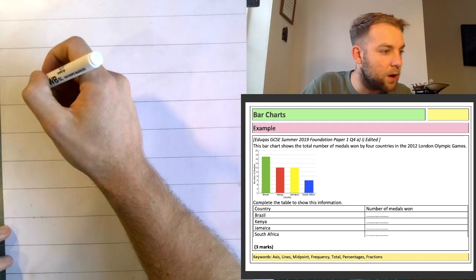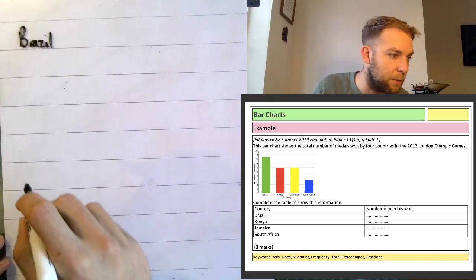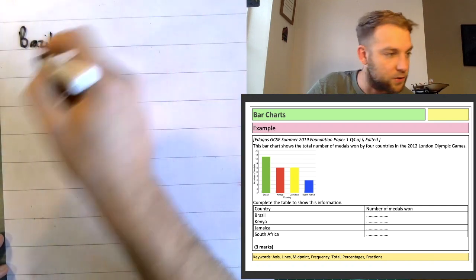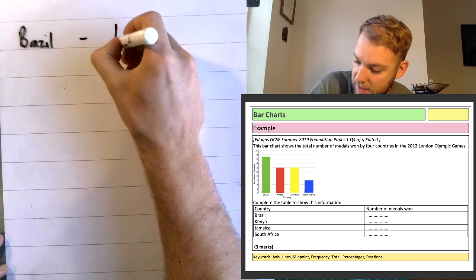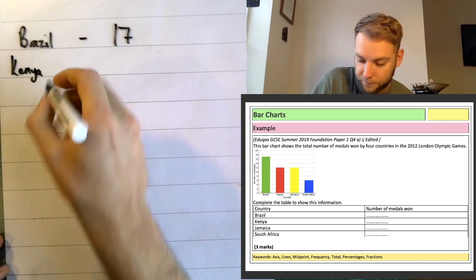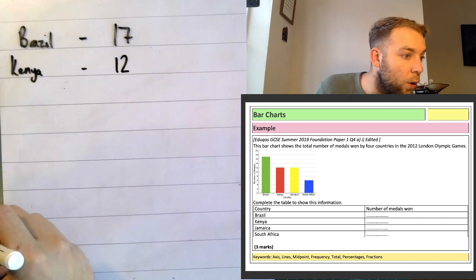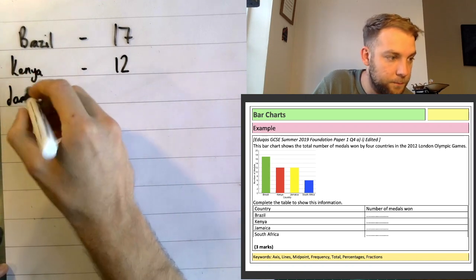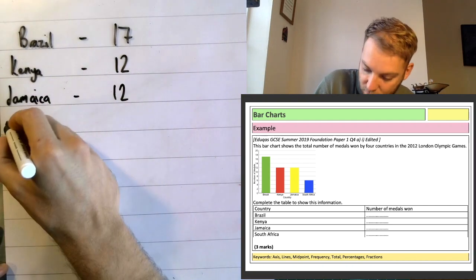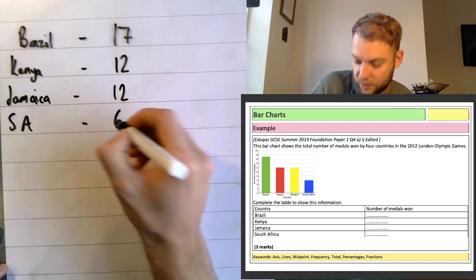So here we've got our country, Brazil. And what's the frequency on that one? The frequency on that one is, well, it's in between 16 and 18 and it's exactly halfway, so it's going to be 17 for Brazil. For Kenya, that's exactly 12 going across. For Jamaica, that's the same. That's also 12 going across. And then for South Africa, that is 6 going across there, like so.